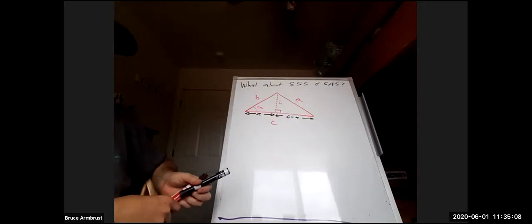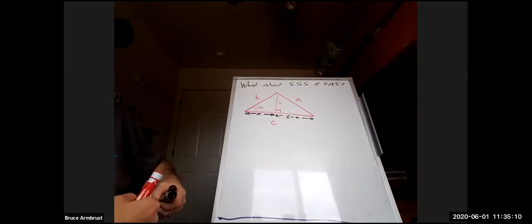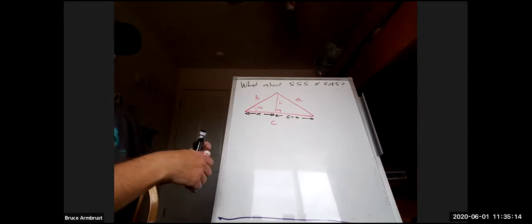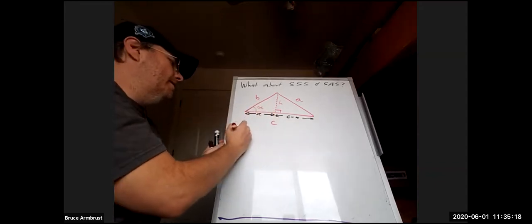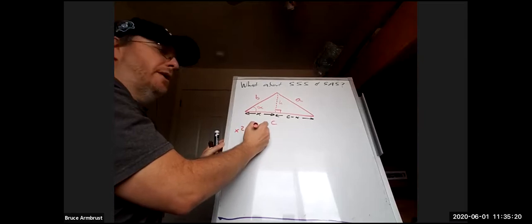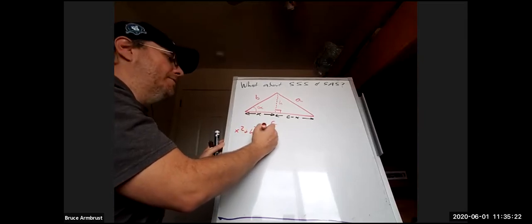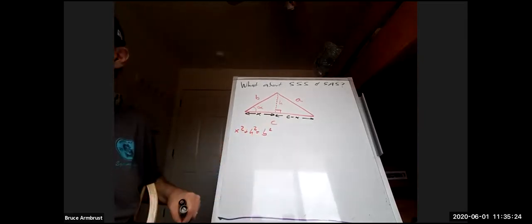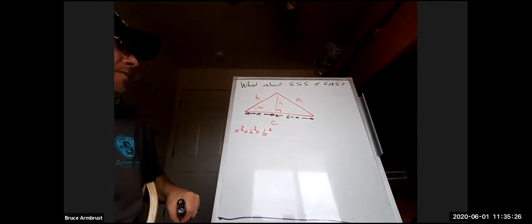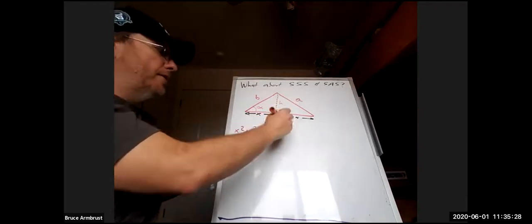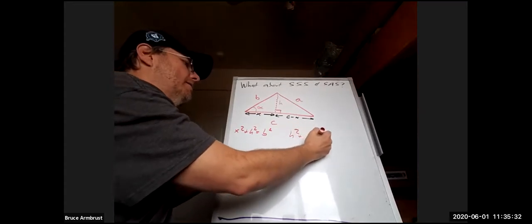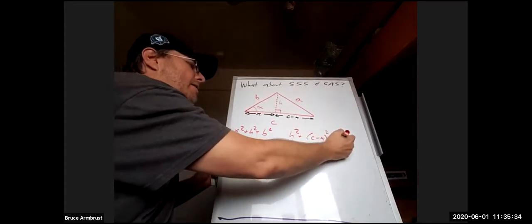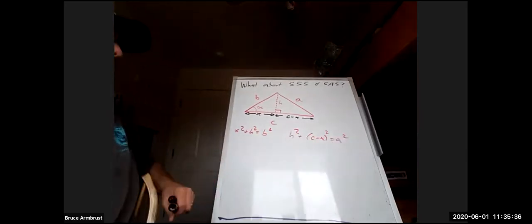Now, in this picture, you see two right triangles. And in those two right triangles, I can use the Pythagorean theorem. So think about this one on the left. I'm going to get x squared plus h squared is equal to b squared. And then the one on the right is going to tell me that h squared plus (c minus x) squared is equal to a squared.